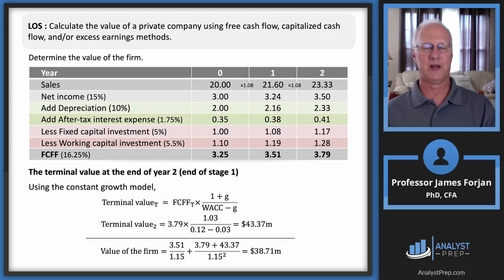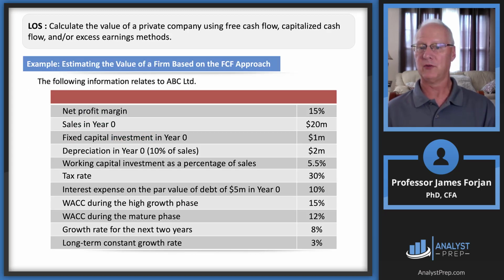So you can pause the video if you want and make sure that the math is correct. So we get those free cash flows to the firm, 325, 351, and 379. All right, so our first task is to, let's just remind ourselves, look, growth rate, look at the bottom of the table, growth rate for the next 2 years, 8%, and then the long-term sustainable constant growth rate falls back to a more normal 3%.